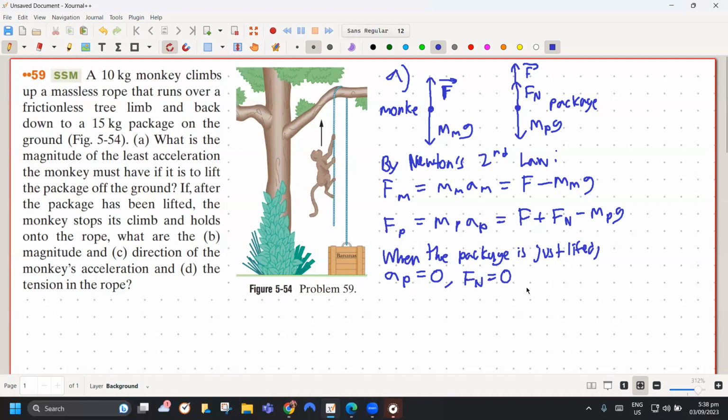Is it possible that the package doesn't move? So, okay, the acceleration when the package is just lifted, the normal force should be about F.